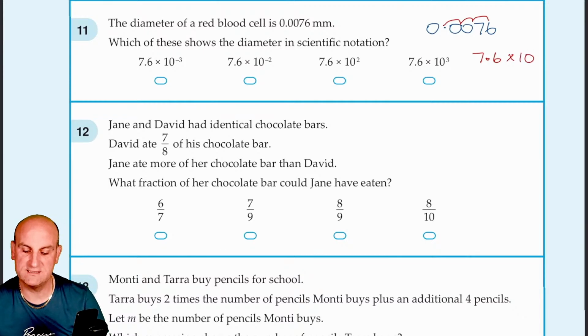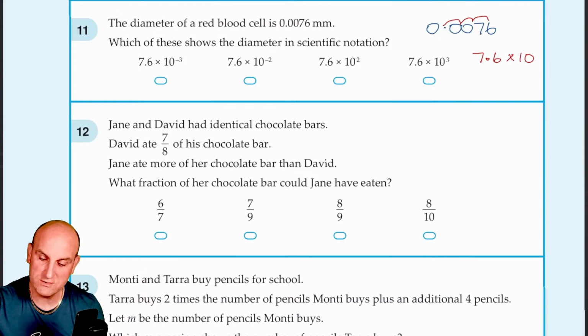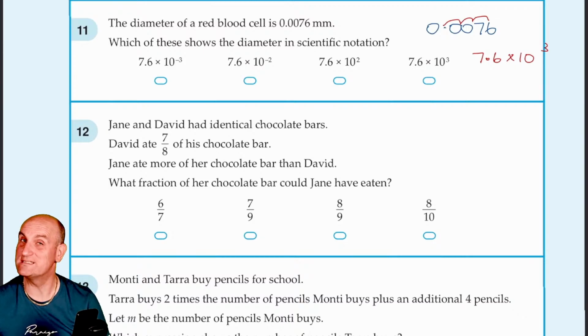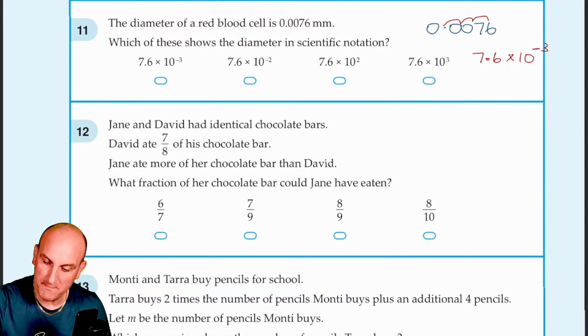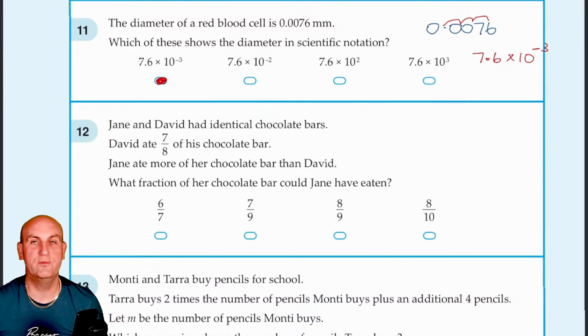Scientific notation, if you remember, has that times 10. All I'm going to do now is work out how many decimal places it jumped. How many times did it jump? 1, 2, 3. So it's got to be a 3 there. But is it plus or minus? Well, because it's a really small number, it's got to be a minus. So 7.6 times 10 to the minus 3. Which one is that one? 7.6 times 10 to the minus 3. That would give me my first value there.